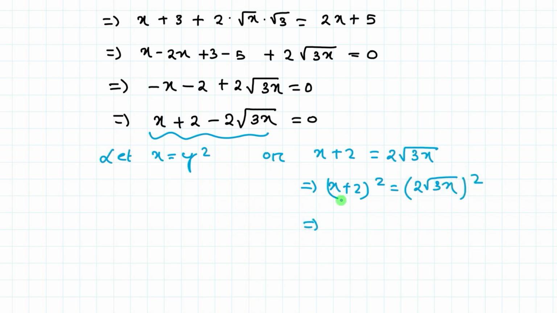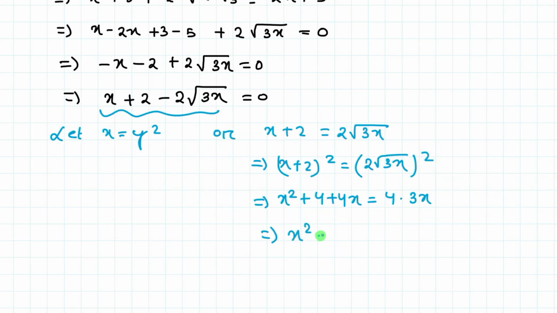So here I'll square both sides of the equation. By applying the algebraic identity (a + b)², here we have x² + 4 + 4x equals 4 multiplied with 3x. This implies x² + 4 + 4x = 12x, since 4 multiplied with 3x is 12x. I'll take this 12x to the left hand side, so this will become −12x = 0. This implies x² − 8x + 4 = 0.